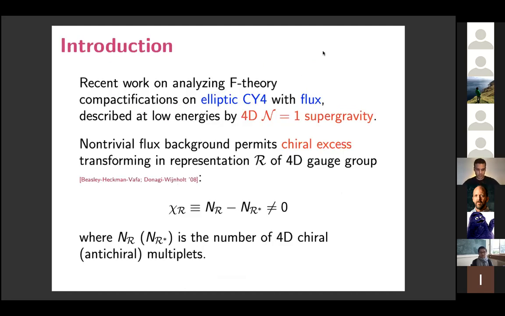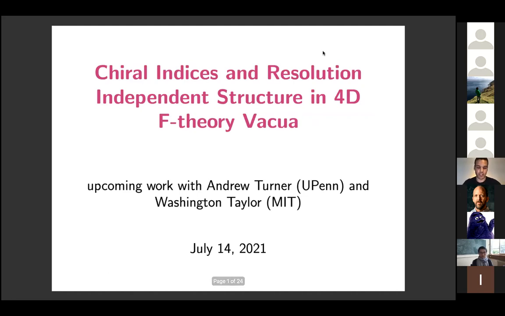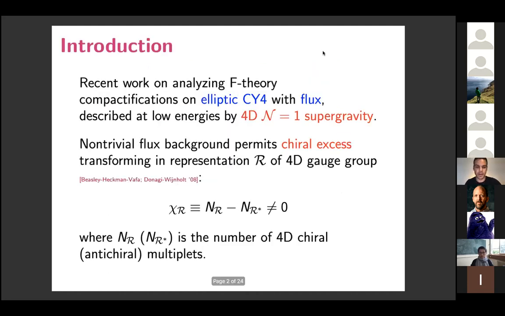Today, I'll discuss some upcoming work with Washington Taylor, who's in the audience today, and Andrew Turner, I think, who may also be here. The subject of my talk today will be some recent work on analyzing F-theory compactifications on elliptic Calabi-Yau fourfolds with flux. These compactifications are described at low energies by 4D N=1 supergravity, and the inclusion of a non-trivial flux background permits a chiral excess in some cases, meaning a non-zero difference between the number of chiral and antichiral multiplets transforming in some representation R, and respectively complex conjugate of R, which I denote by R star, of a 4D gauge group.